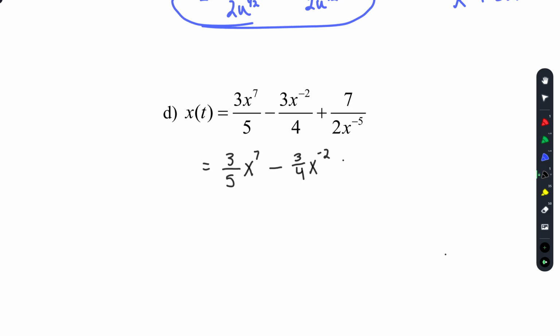Plus, and then this is the last one. This is when people drive me insane. They'll say it's 14x to the 5th. So you just throw the 2 up there. This is 7/2 x to the positive 5. When you have a negative exponent on the denominator, put it on the numerator and make it positive. And then the derivative you could just quickly do. Now do the deriv.